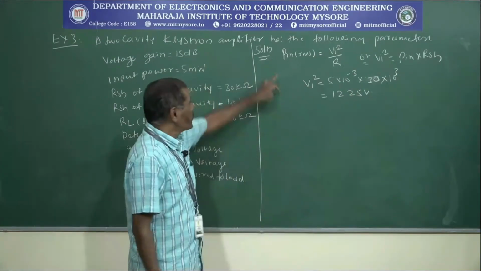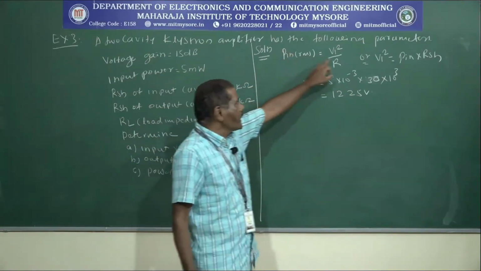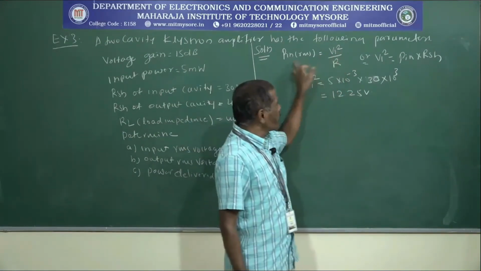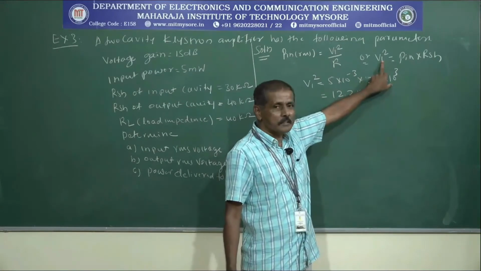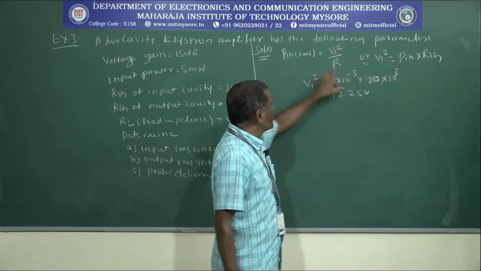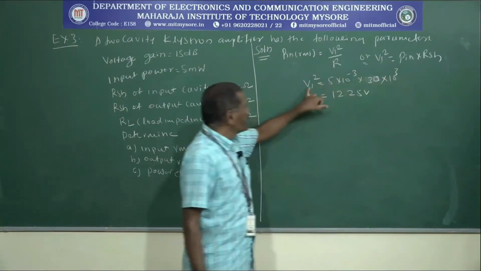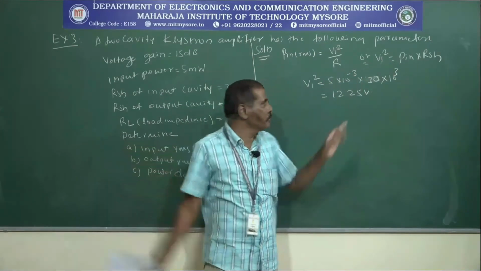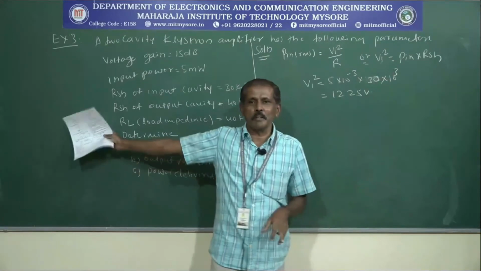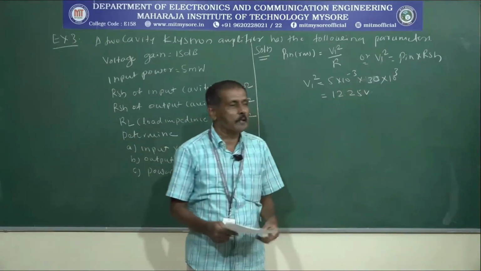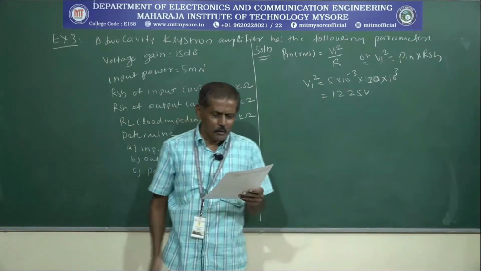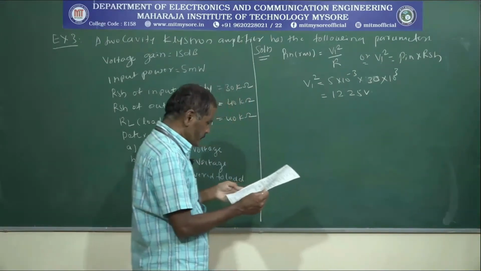So this value is going to be 12.25 volts. To calculate the input power, write the equation V1 square divided by R. Cross multiply this, and you get V1 square equal to P in into RSH. P in is given in the problem and RSH is also given. Then substitute the values, and you will get V1 square equal to 12.25 volts.